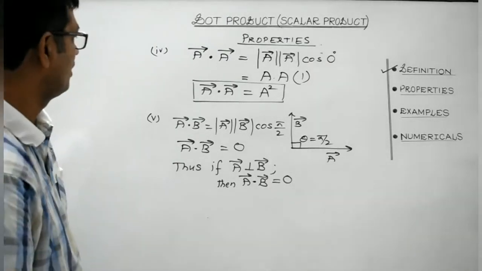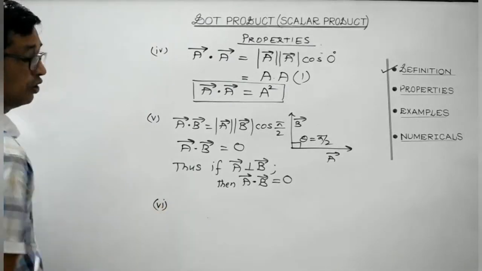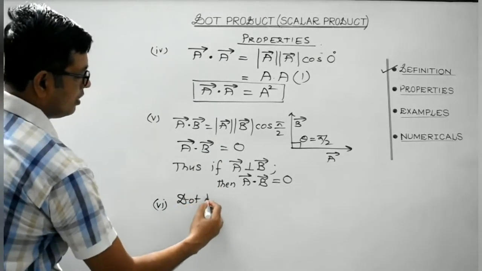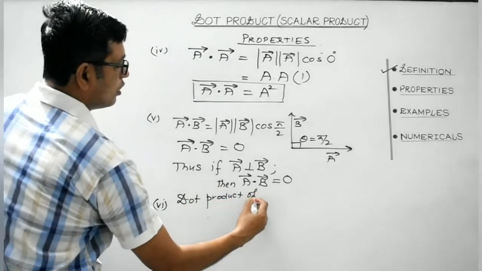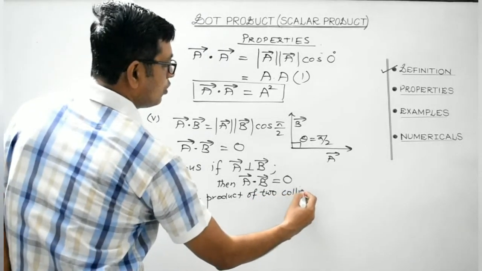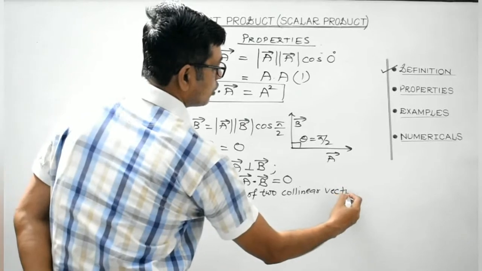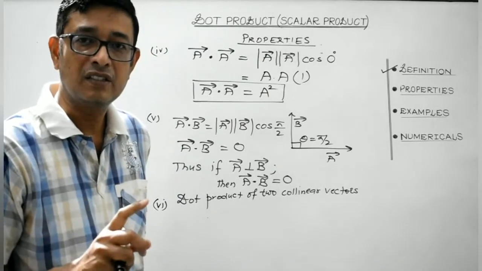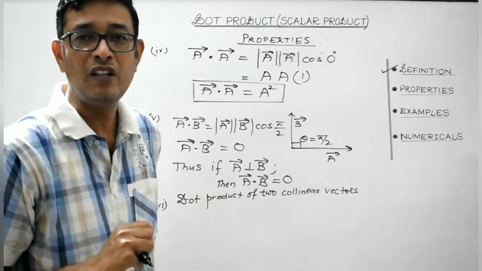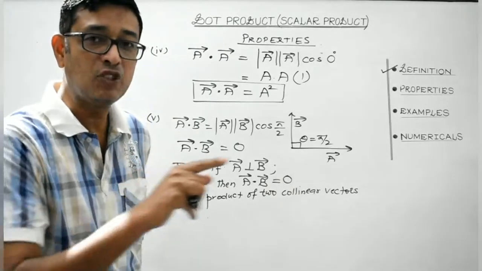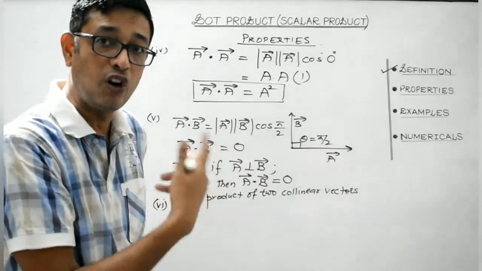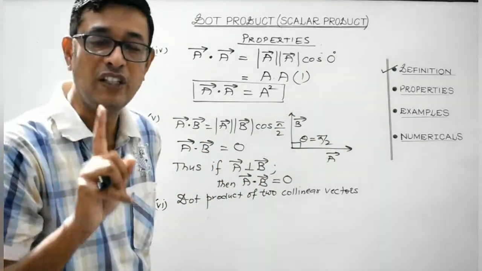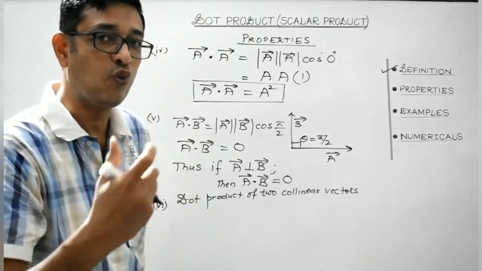Clear, students? Sixth property. Now let's consider the dot product of two collinear vectors. Now students, we are already aware of collinear vectors. Collinear vectors are those vectors, either of equal or unequal magnitude, and they must be acting along the same straight line, along the same direction or in the opposite direction, or in parallel or anti-parallel direction. So basically, the angle between collinear vectors must be either 0 degree or 180 degree, right?